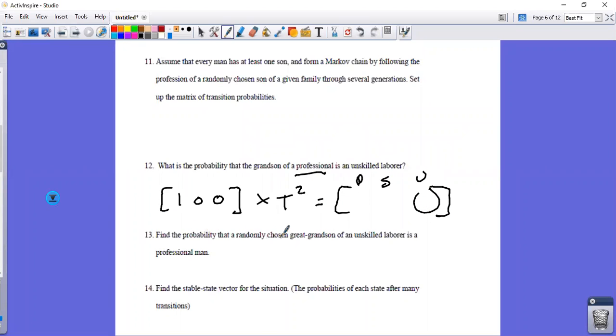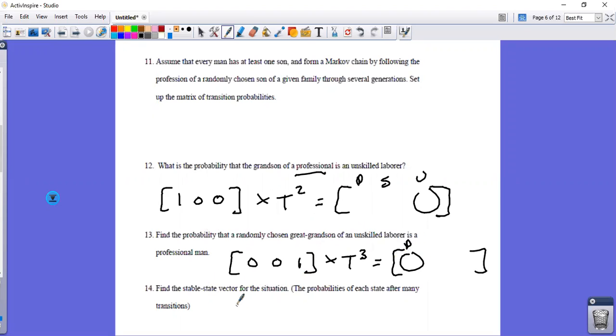Find the probability of a randomly chosen great grandson of an unskilled. So unskilled would be there. Great grandson would be 3 transitions: son, grandson, great grandson. And then what's the probability that he is a professional would be the first one.